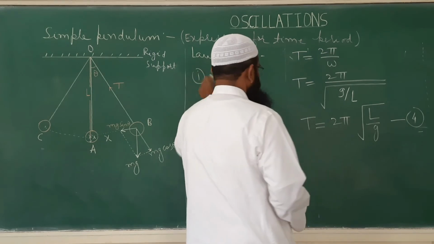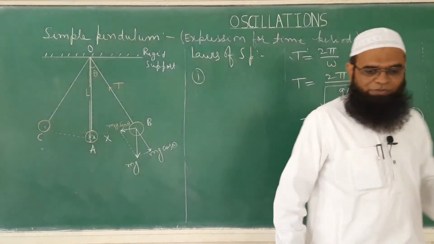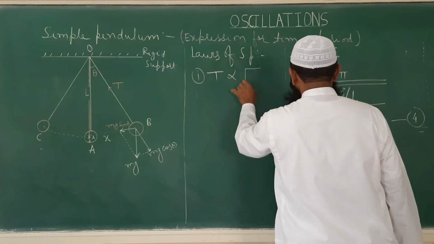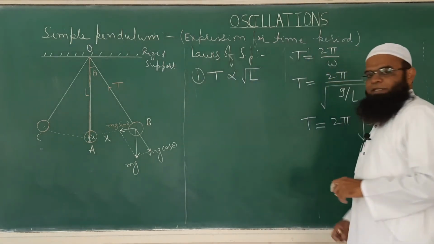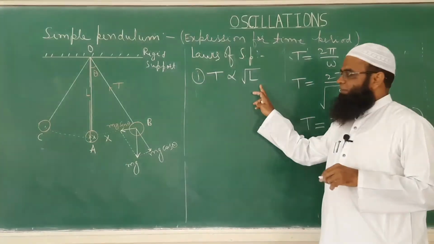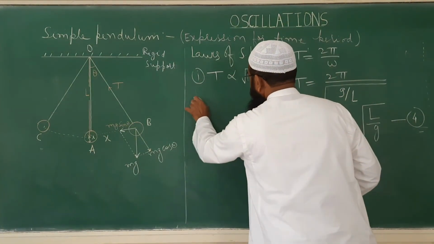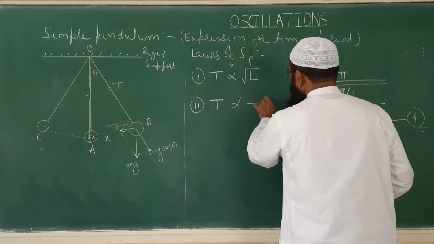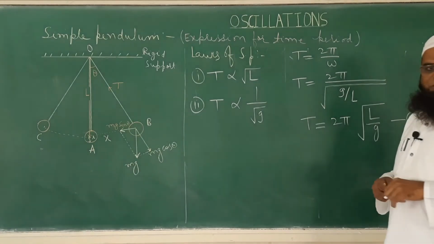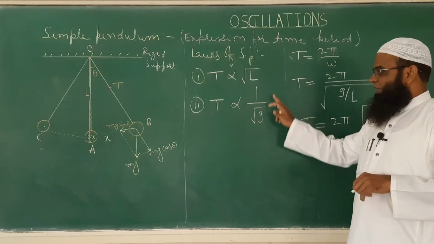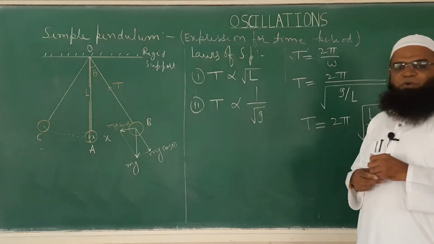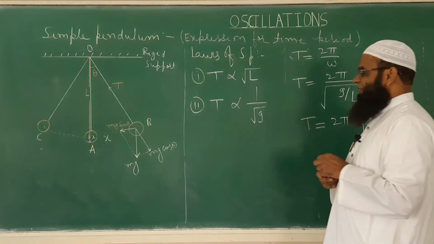The first law: as 2 pi is constant, we can say T is directly proportional to square root of L. That is, the time period of a simple pendulum is directly proportional to the square root of the length. Second law: T is proportional to 1 upon square root of g, if L is constant. Here g is variable, L is constant. Time period is inversely proportional to the square root of acceleration due to gravity.